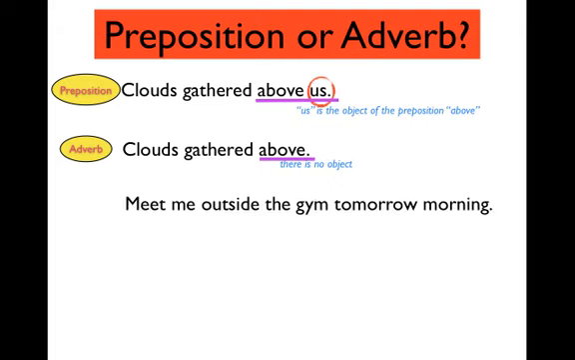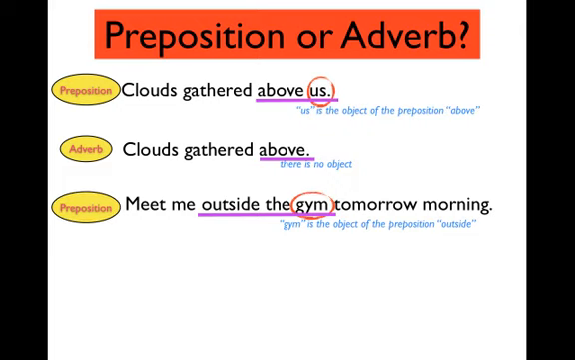Here's another sentence. Meet me outside the gym tomorrow morning. The phrase outside the gym is actually the prepositional phrase because you have outside, which is a preposition. Outside what? The gym. So that means gym becomes the object of the preposition, which means this is a prepositional phrase.